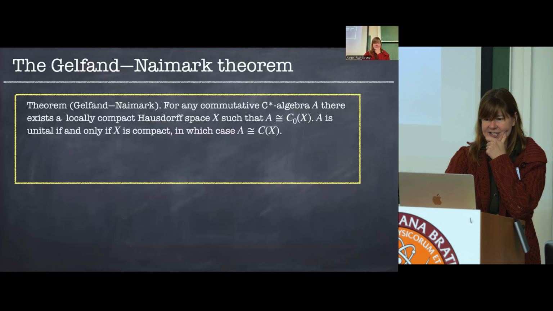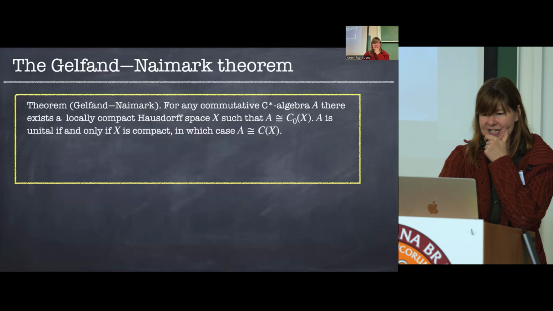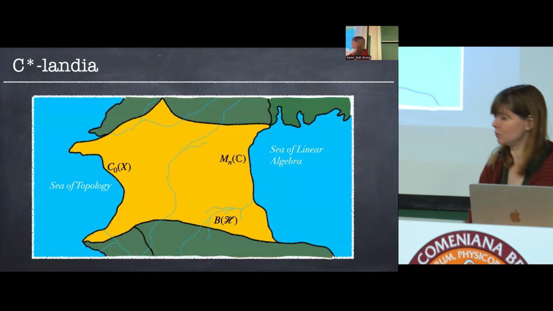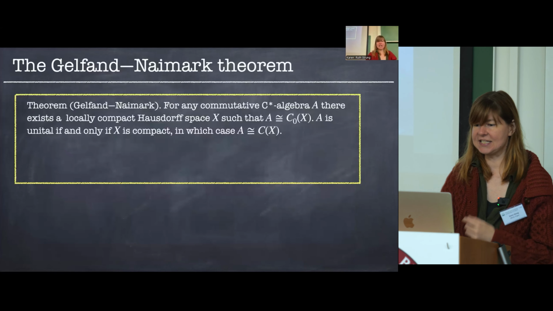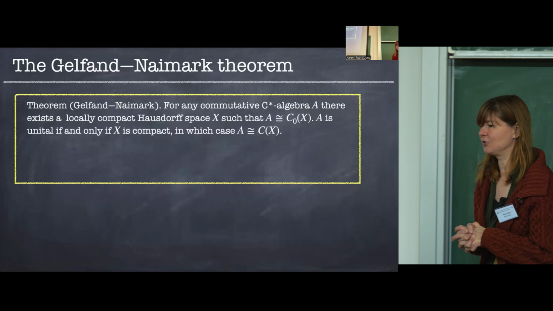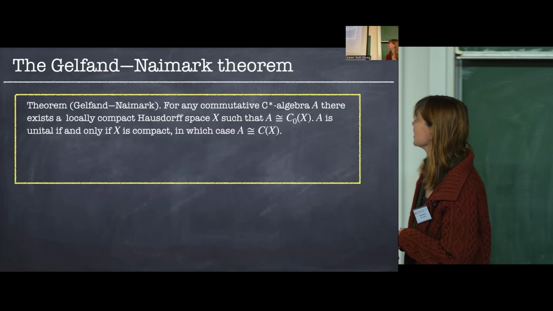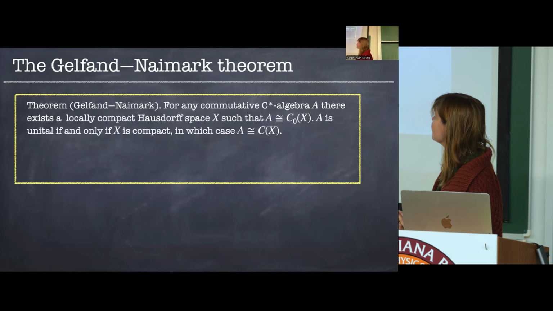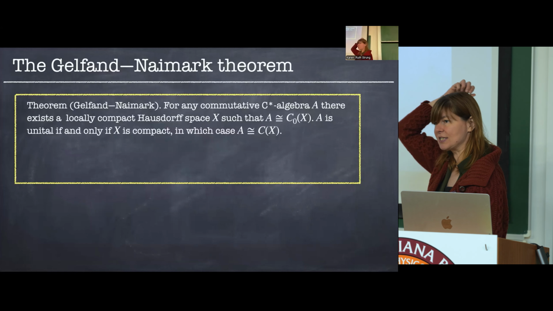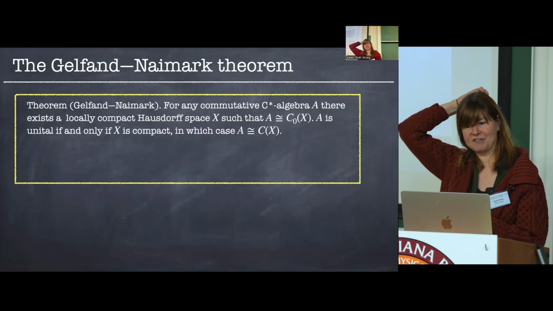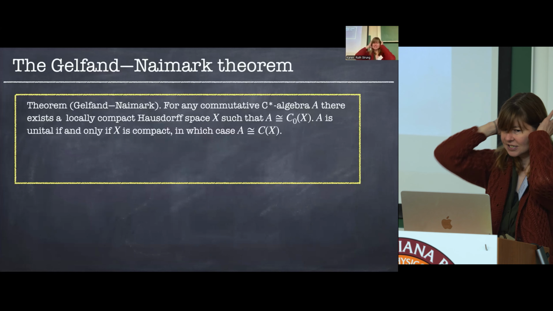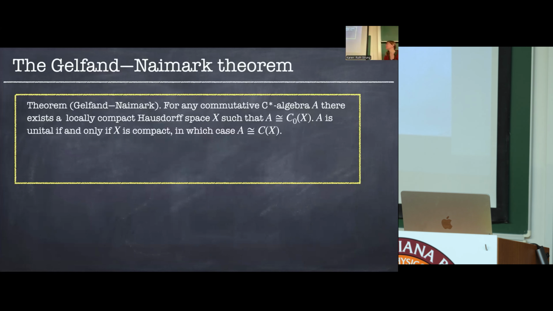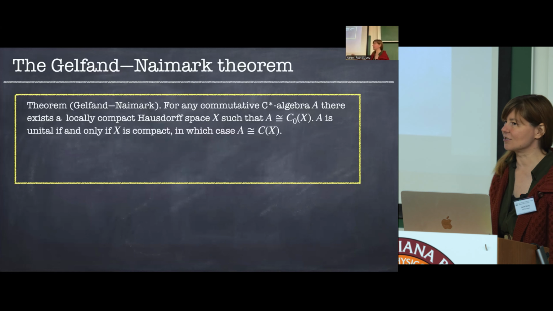In fact, we can make this more precise, that this coast really is a coast, in the sense that whenever we have a commutative C-star algebra A, then there is some locally compact Hausdorff space X such that A is star isomorphic to continuous functions vanishing at infinity on this space. And our C-star algebra will be unital precisely when X is compact.